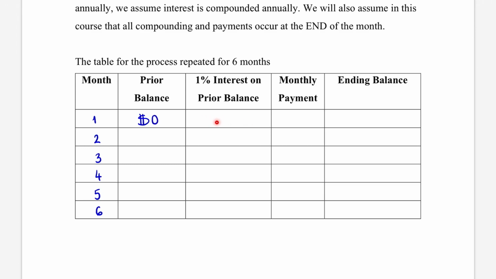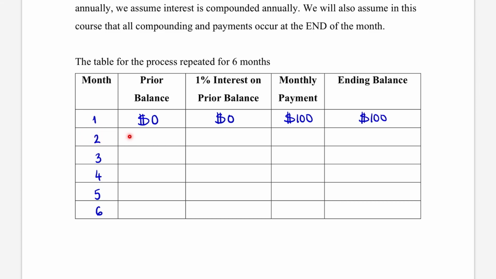And the interest on this balance is also 0 because 1% of 0 is 0. The monthly payment, which is the payment that I am contributing to my account this month, will be $100. And at the end of the first month, I will have $100 in my account.